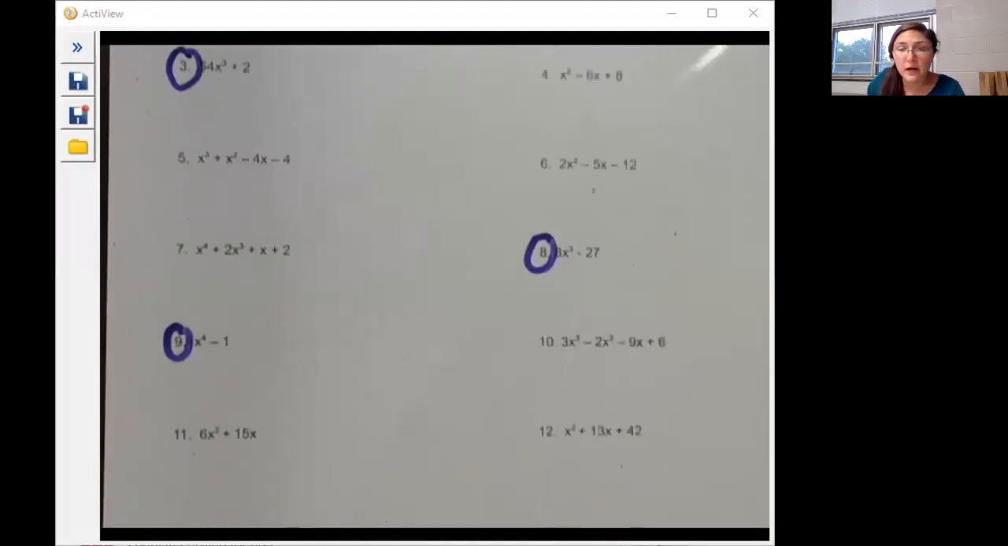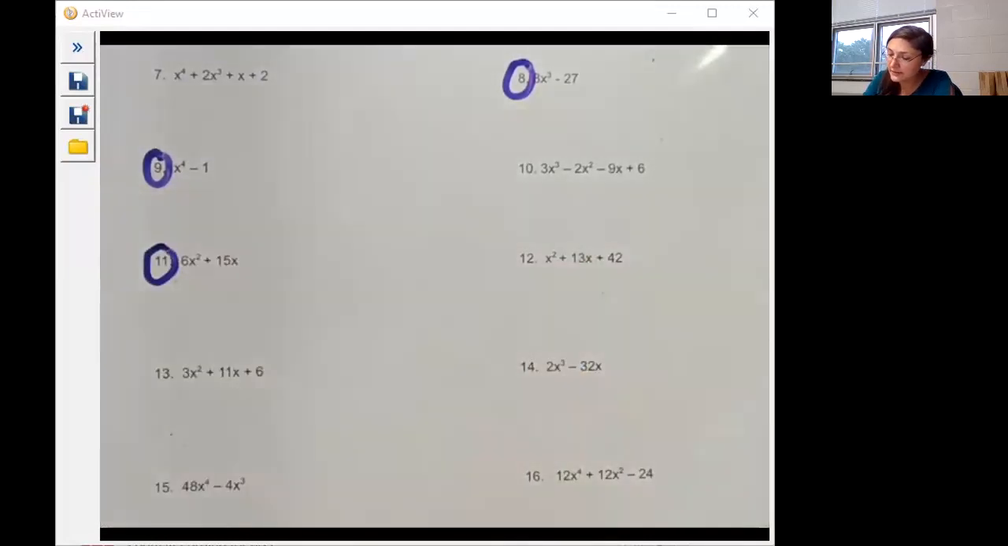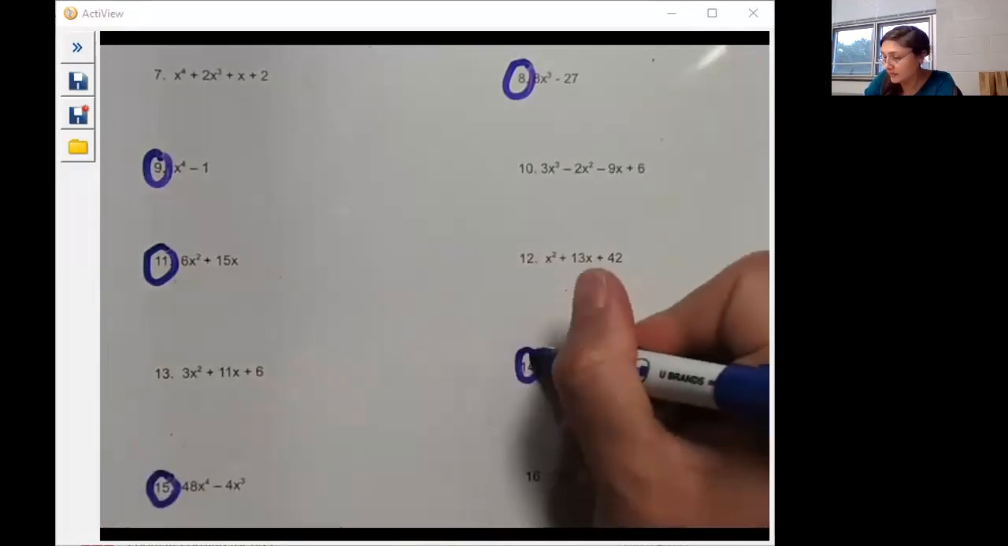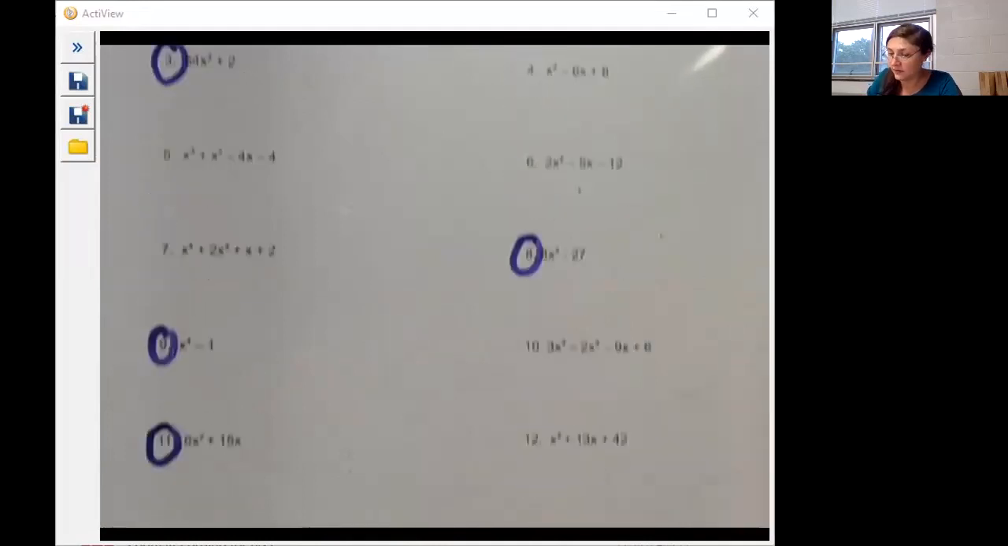If I scoop my paper up a little bit, there's a few more problems here that you guys couldn't see. Number 11 also has 2 terms. Number 15 also has 2 terms. Number 4 has 2 terms. Everything else on this page has more than 2 terms.